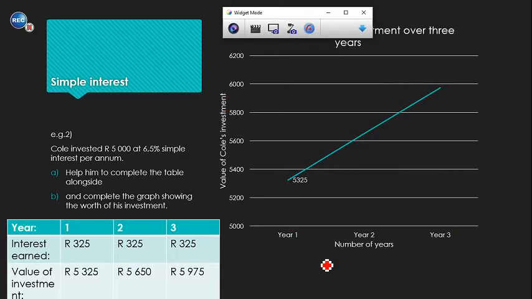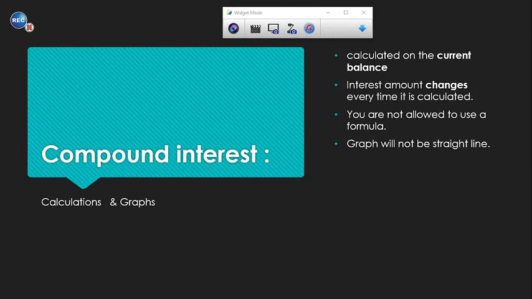Now, if we look at compound interest, we need to remember that we are going to calculate this on the current balance. Therefore, the amount of interest that you are going to pay or that you are going to earn is going to change every time it is calculated. And then we are not allowed to use a formula once again. And in the long run, our graph will not be a straight line. So let's look at some questions.